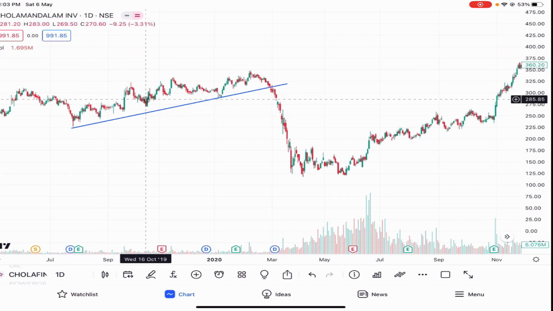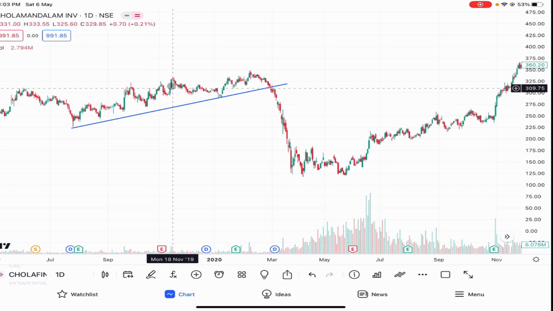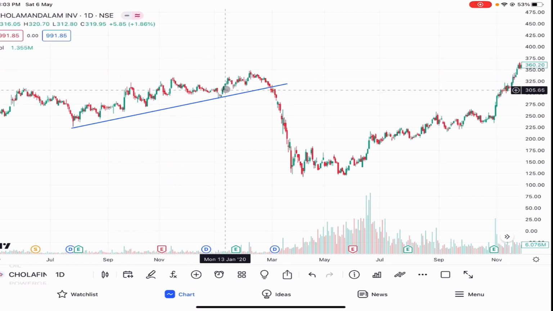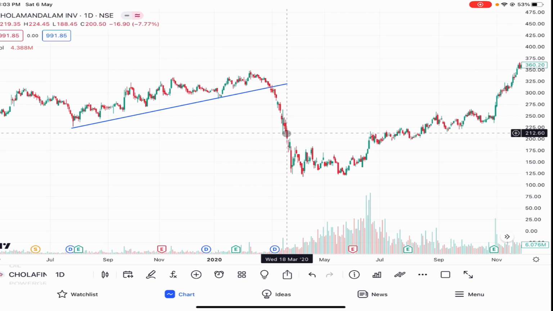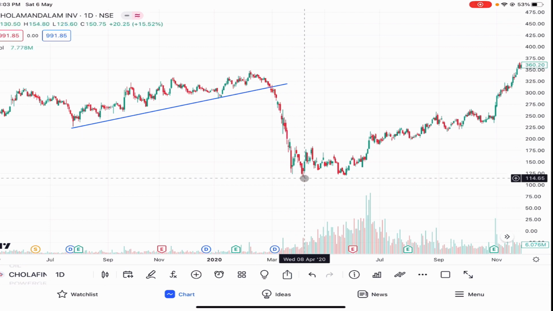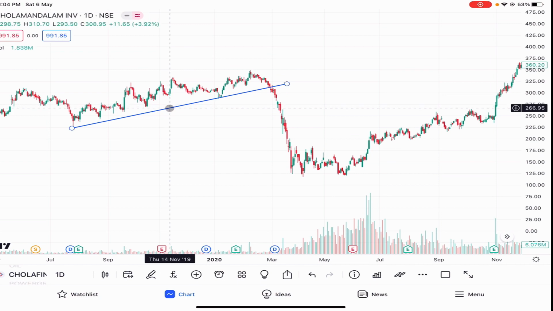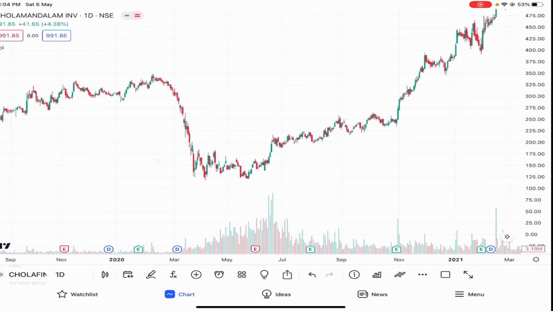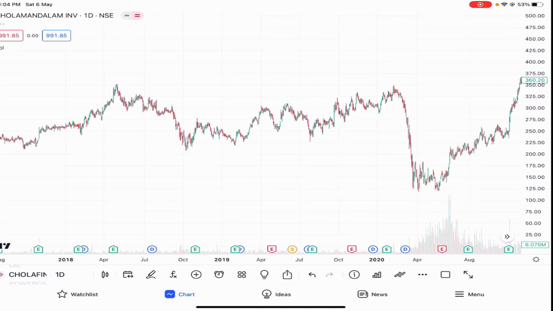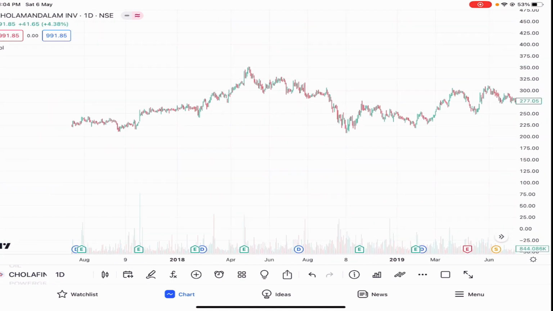So if you see, this trend line has been respected over and over again. The price came down, took support at the trend line, went up, took support at the trend line, went up, took support at the trend line, went up. Here in this zone the price broke the trend line, and after breaking the trend line it went this low. So that is a trend line breakdown, right? So that is how we understand whether a stock is breaking out or breaking down. This is how you are going to identify.